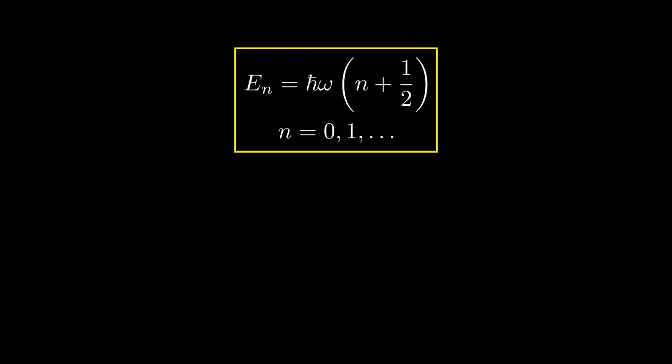Furthermore, we also have that the lowest allowed energy, 1/2 ħω, is greater than 0, meaning that it is impossible to have a state with 0 energy in this potential.